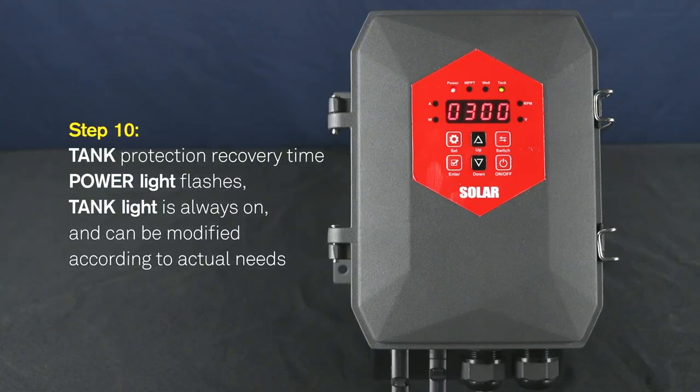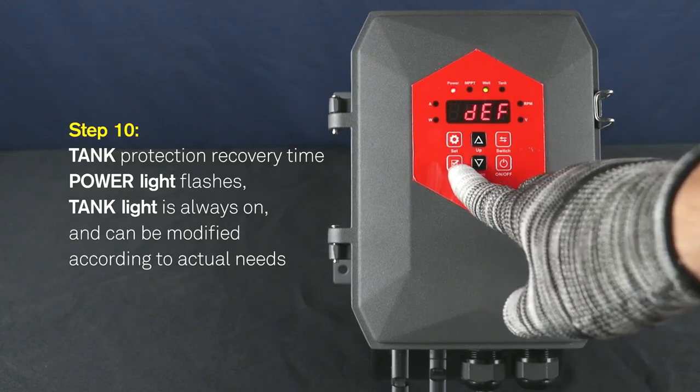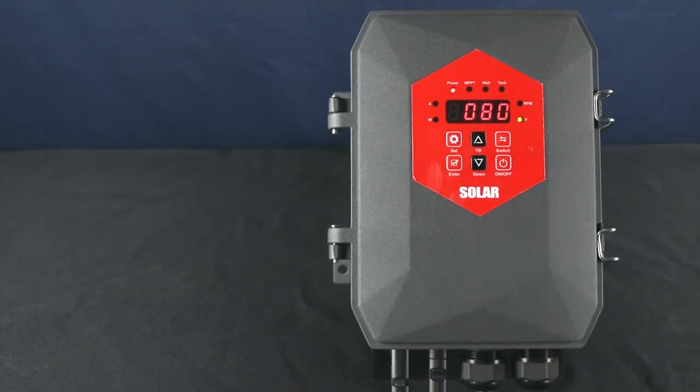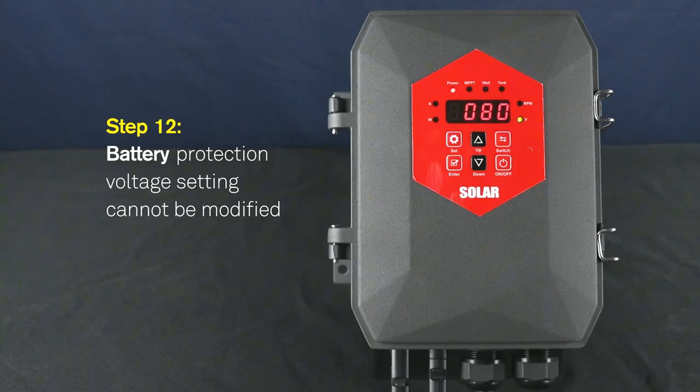Step 10. Tank protection recovery time. Power light flashes. Tank light is always on, and can be modified according to actual needs. Step 11. Well water shortage protection recovery time. Power light flashes. Well light is always on, can be modified according to actual needs. Step 12. Battery protection voltage setting. Cannot be modified.